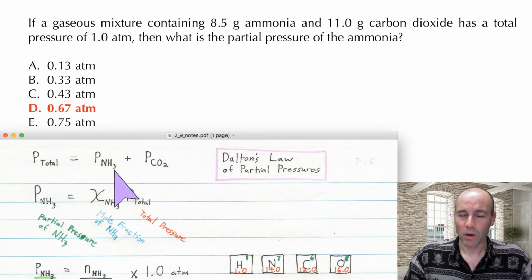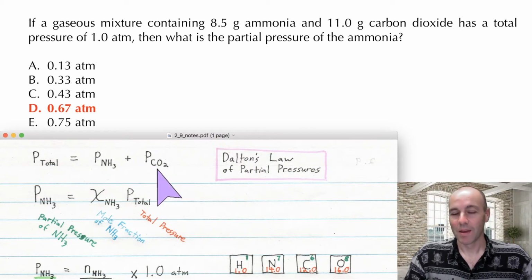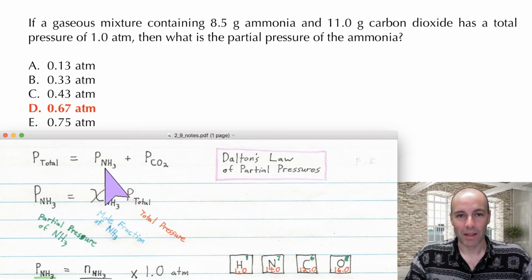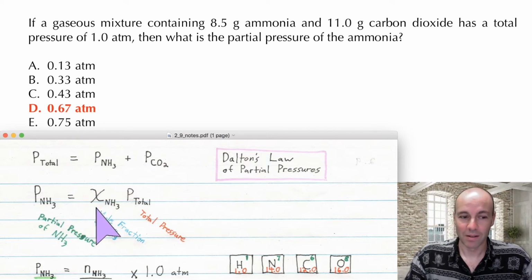And that's actually what we're asked for here. We're asked for the partial pressure of the ammonia, and we're given the total pressure, but we're not given the partial pressure of the CO2. An alternate way to calculate the partial pressure of one of the gases is as follows. The partial pressure of the ammonia equals its mole fraction times the total pressure.